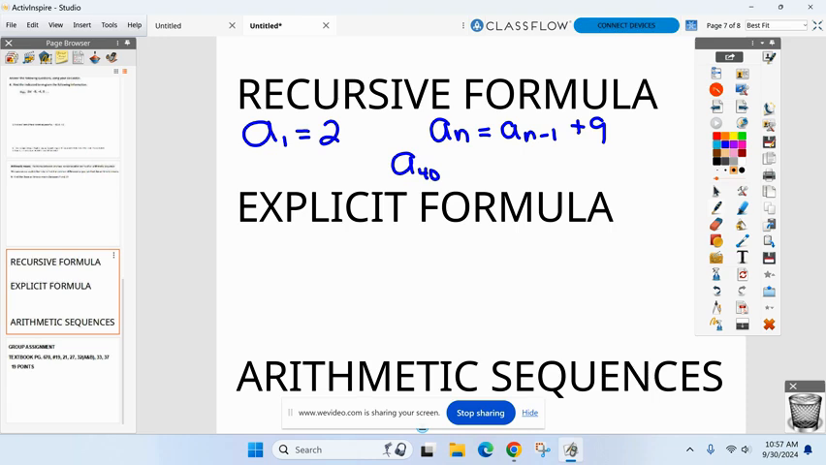If you're going to use recursive, you have to know what the previous term is. And if I'm looking for the 40th, I have to know what the 39th is, 38th, all the way down, and that's a pain. Are there going to be any questions like that in the quiz where you have to do it 100 times? No.